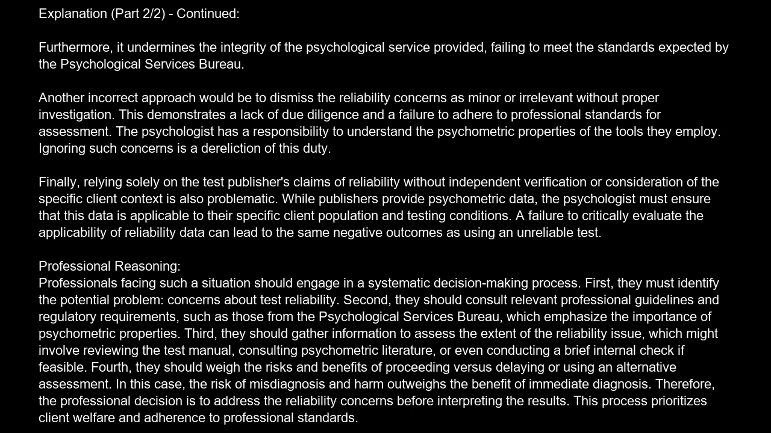Professional reasoning. Professionals facing such a situation should engage in a systematic decision-making process. First, they must identify the potential problem, concerns about test reliability. Second, they should consult relevant professional guidelines and regulatory requirements, such as those from the Psychological Services Bureau, which emphasize the importance of psychometric properties. Third, they should gather information to assess the extent of the reliability issue, which might involve reviewing the test manual, consulting psychometric literature, or even conducting a brief internal check if feasible.